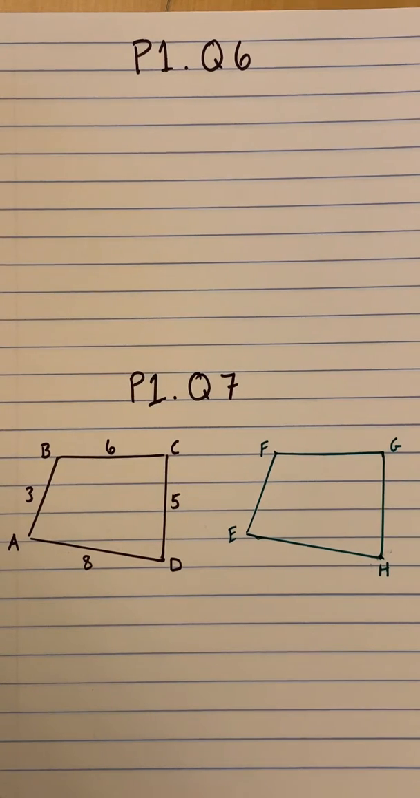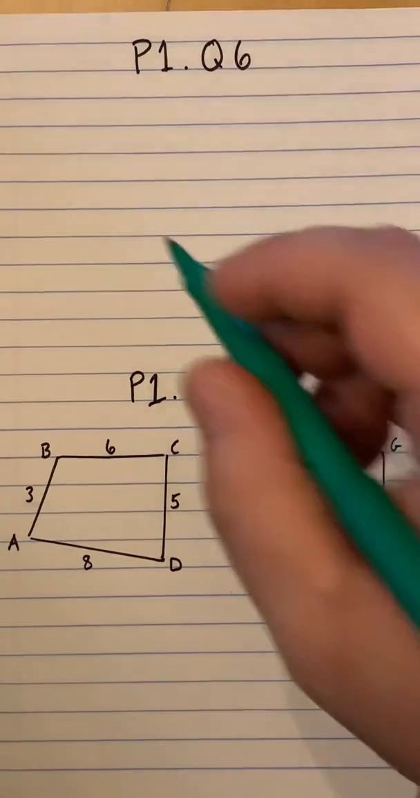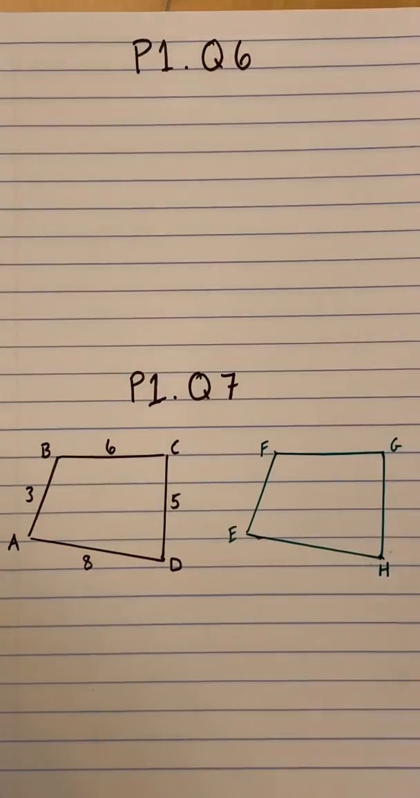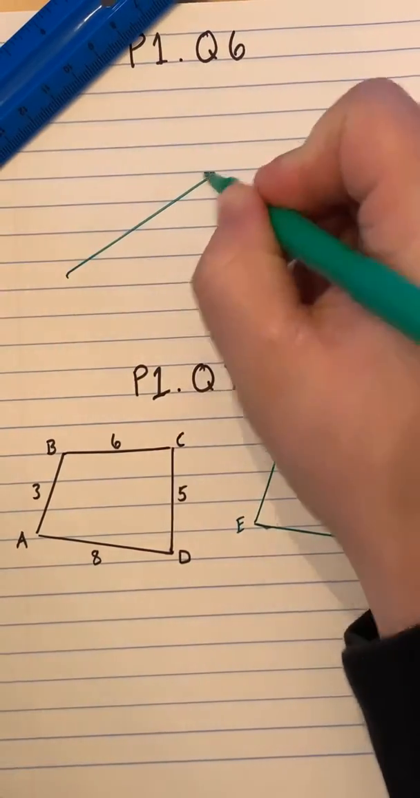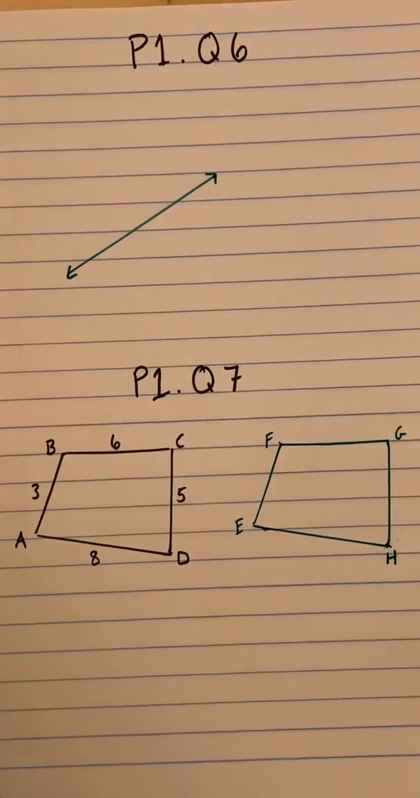So question 6 wants to know which one of the graphs represents a linear function, all right? So linear means straight line. So we're looking for a line that is simply straight, all right? So the curved ones are obviously not correct. So any kind of straight line is going to be a linear function.